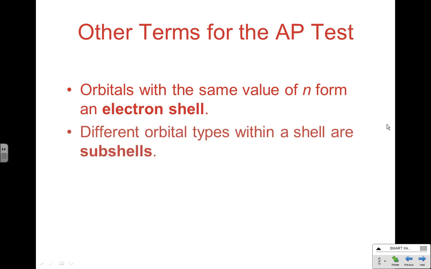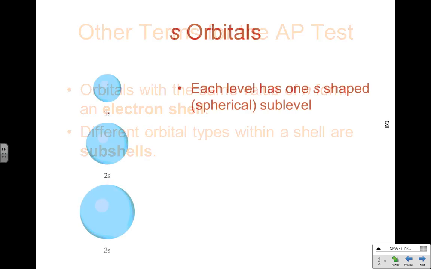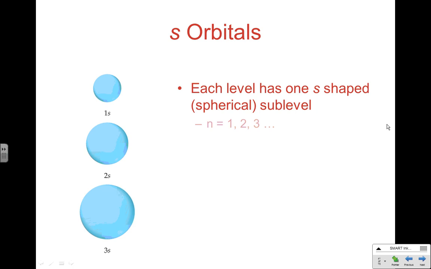Now, different orbital types within a shell are called subshells. So on the third energy level, we have S's, P's, and D's as sublevels and shapes. So that means we actually have 3 subshells within our third level electron shell. And those are terms you just need to be familiar with. So electron shell is referring to all of the orbitals within a level, and a subshell is referring to basically a particular shape within that level.